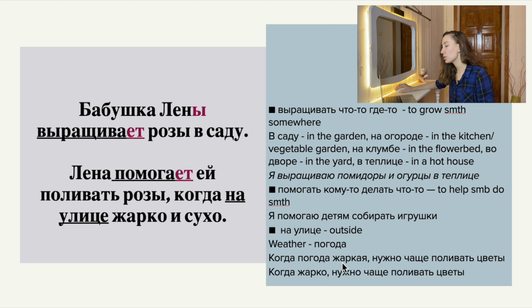Let's look at this sentence. Когда погода жаркая, нужно чаще поливать цветы. Когда погода жаркая, when the weather is hot, нужно чаще поливать цветы. You need to water the flowers more often. But if we drop the word погода in the sentence, we don't have to worry about the ending of the word жарко because we don't have to change it. Когда жарко, when it's hot, нужно чаще поливать цветы. You need to water the flowers more often.